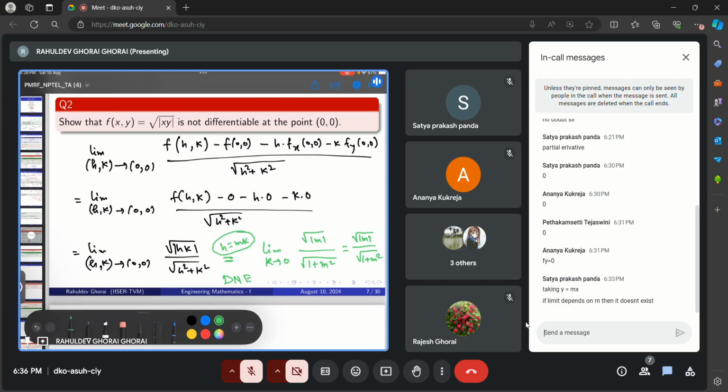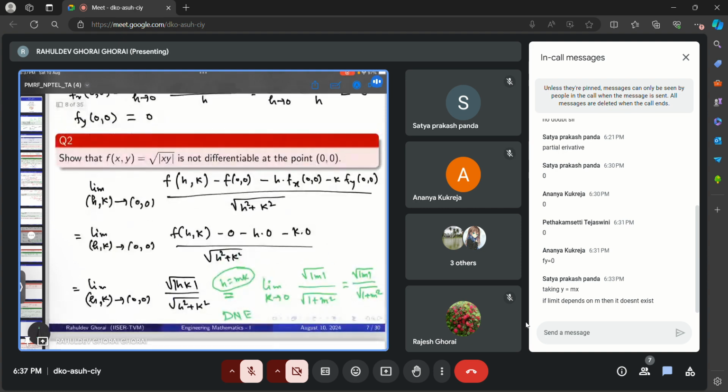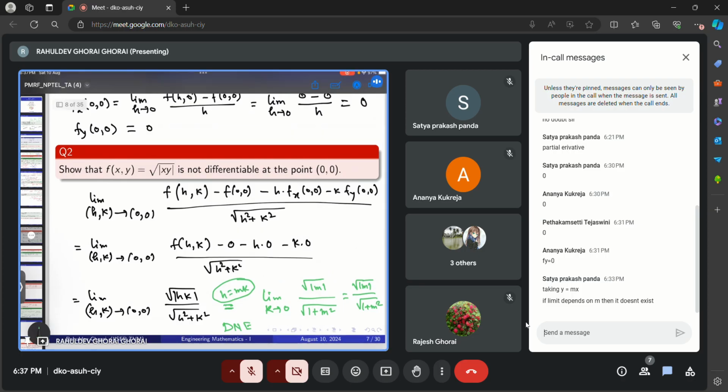So while writing in the exam, if it is a question for 2-3 marks, instead of writing equality here, equal to h equal to mk path, you write in the language: just through the h equal to mk path, the limit of this function is like this. So it is different for different paths, so the limit does not exist. Okay. Any question here? I'm checking your understanding. Okay, right? So the limit does not exist.